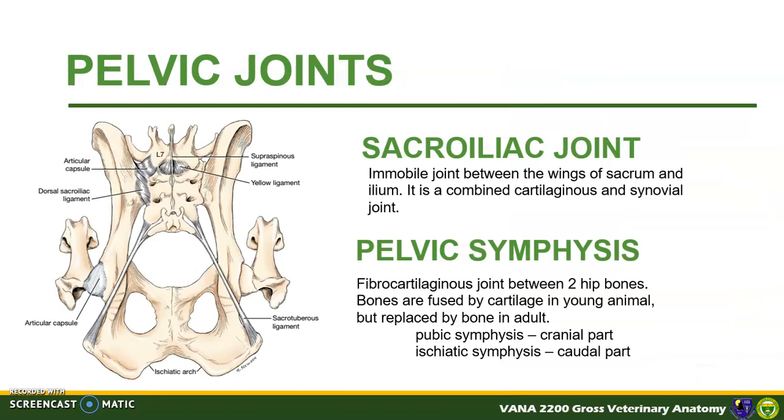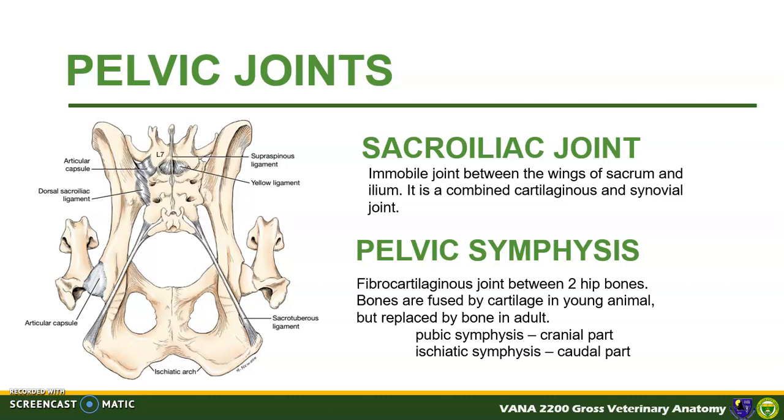Now that we are done with the thoracic limb, let us start locating the joints present at the pelvic limb. In contrast, the hind limb has a true joint attaching the pelvic limb to the axial skeleton. This is possible because of the sacroiliac joint. This is an immobile joint between the wings of the sacrum and the ilium. It is a combined cartilaginous and synovial joint.